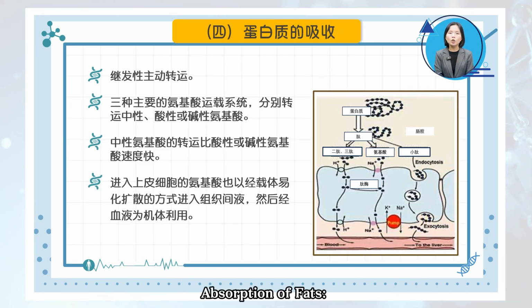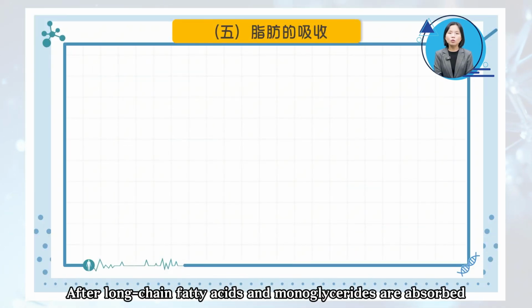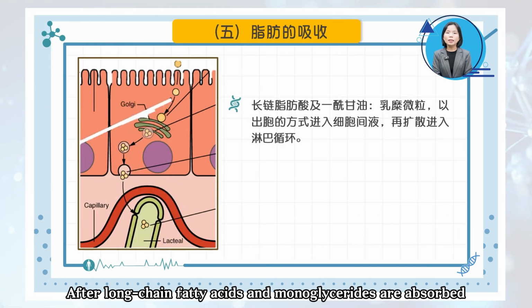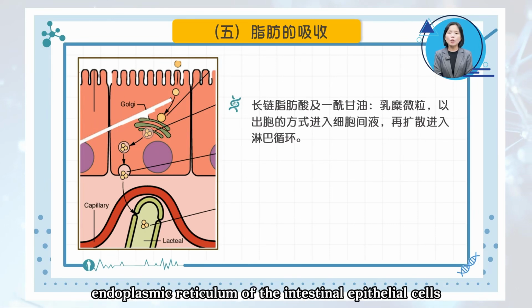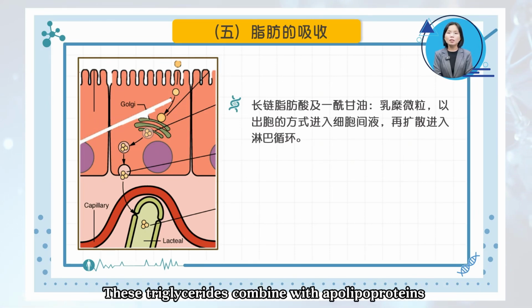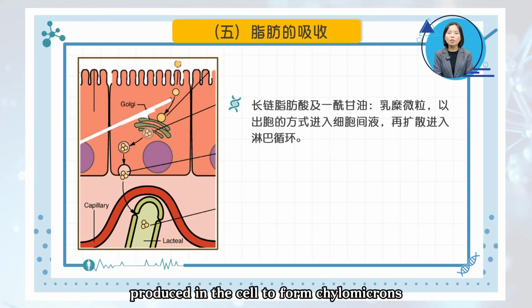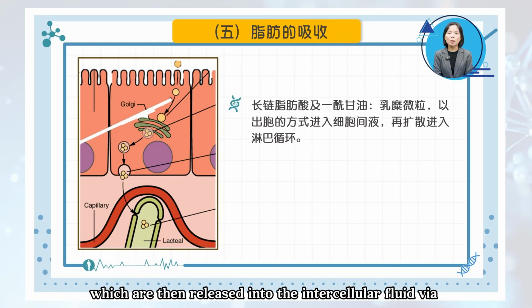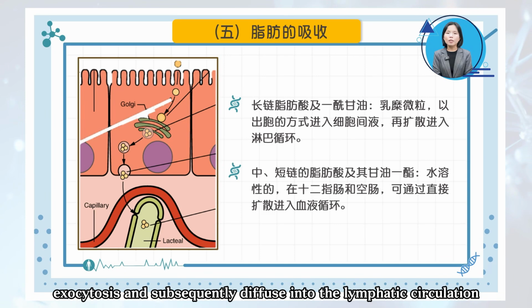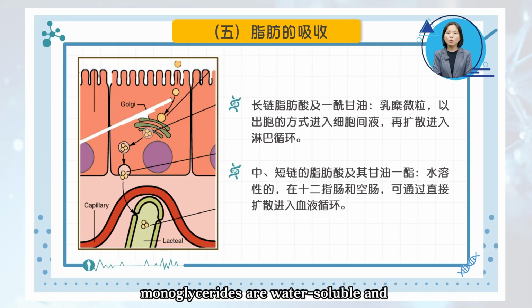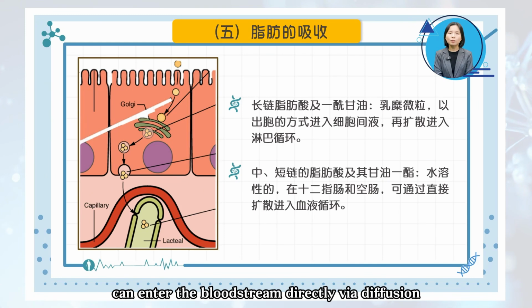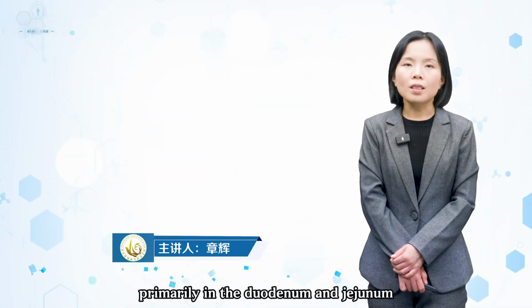5. Absorption of fats. After long-chain fatty acids and monoglycerides are absorbed, they are largely resynthesized into triglycerides in the endoplasmic reticulum of the intestinal epithelial cells. These triglycerides combine with the apolipoproteins produced in the cell to form chylomicrons, which are then released into the intercellular fluid via exocytosis and subsequently diffuse into the lymphatic circulation. Medium and short-chain fatty acids and their monoglycerides are water-soluble and can enter the bloodstream directly via diffusion, primarily in the duodenum and jejunum.